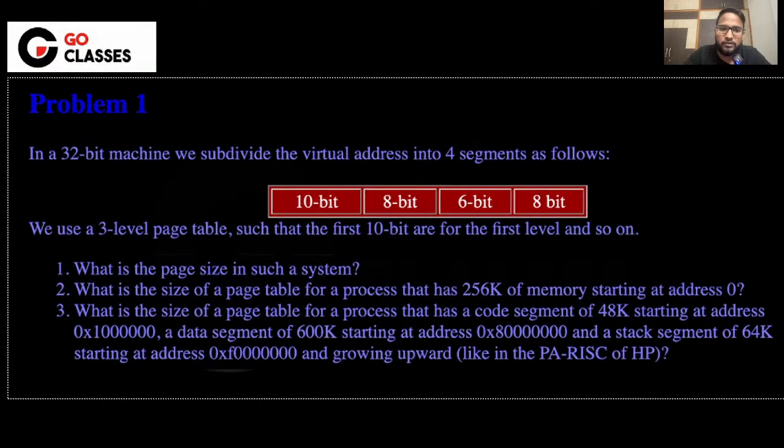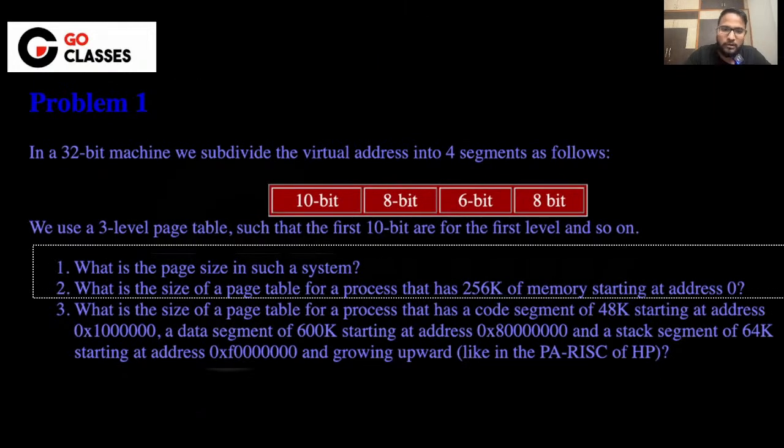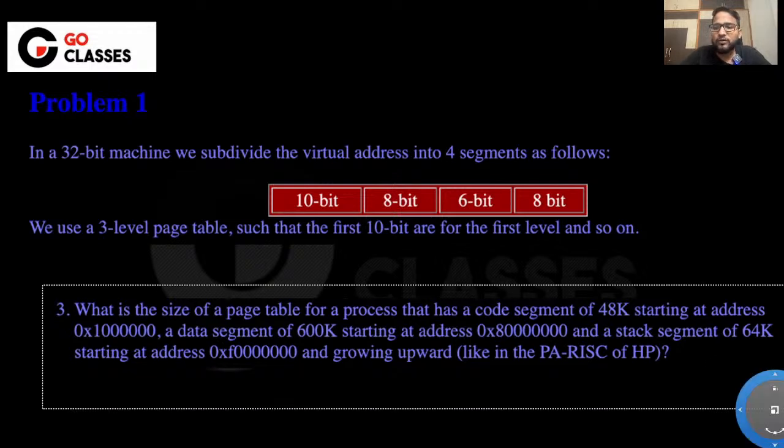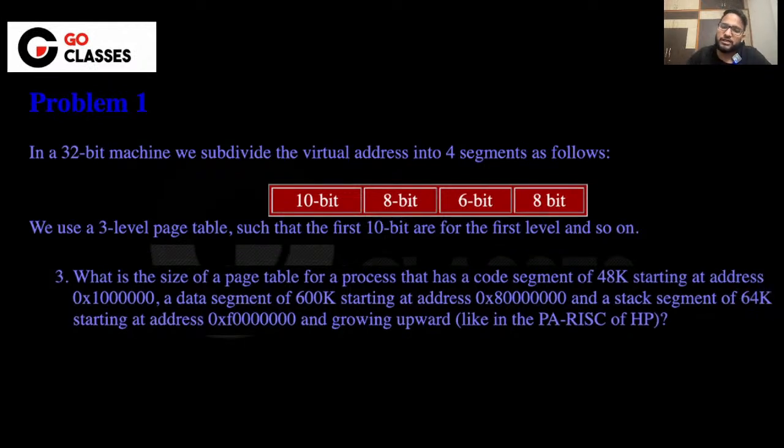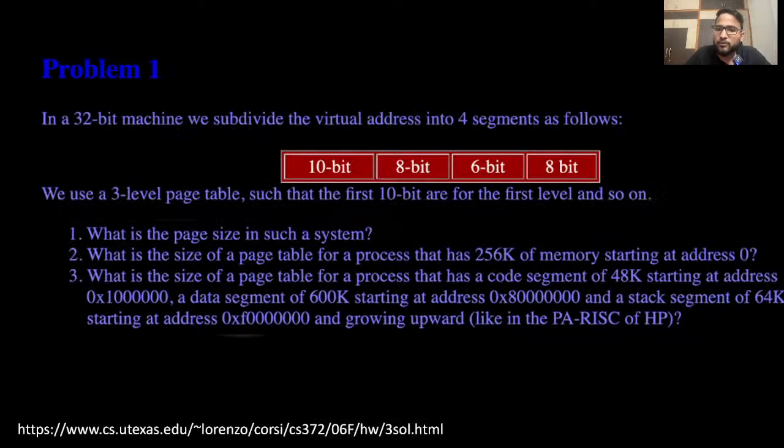I hope this question is visible to everyone. Now let's solve only the third part. Here they just want to modify the question a little bit. This is almost the same as the second part, but with a little modification. This is the address split as usual, but earlier in the second part, if you remember, they asked for the page table of the process if the process is using 256 kilobytes. But now in the third question, they are saying the process is using 48k, then 600k, and then 64k, but at different locations. Earlier they said that starting from 0 you are using 256. That's the only difference. So let's see how to solve this kind of question.